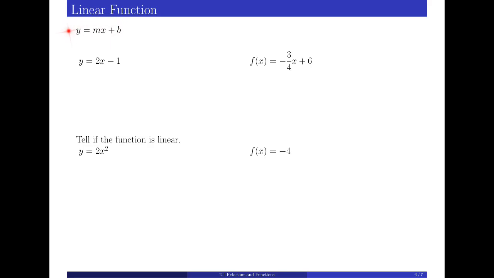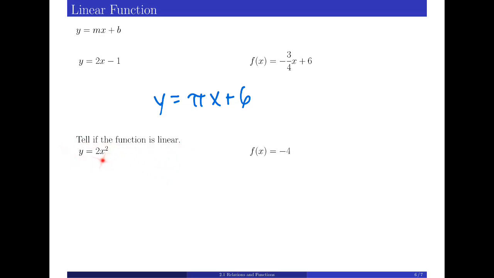If it's linear, it fits in this form. We have y equals some constant times x plus or minus some constant. So something like y equals 2x minus 1, that's linear. Or f of x equals negative 3/4 x plus 6, that's linear. Okay, I could try to trick you by doing something like y equals pi x plus 6, and that's still linear because pi is still just some number times x. Okay, so decide if a function is linear.